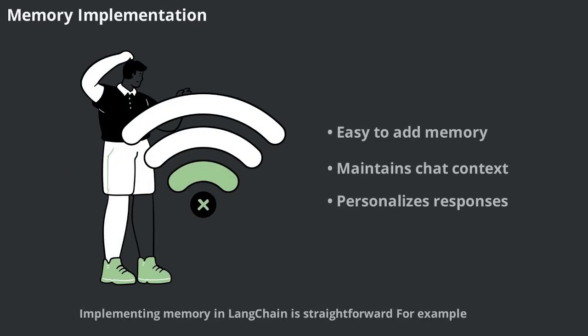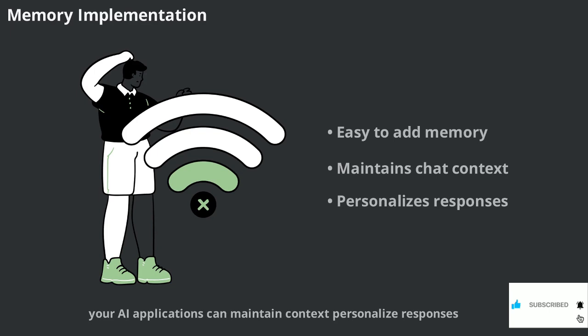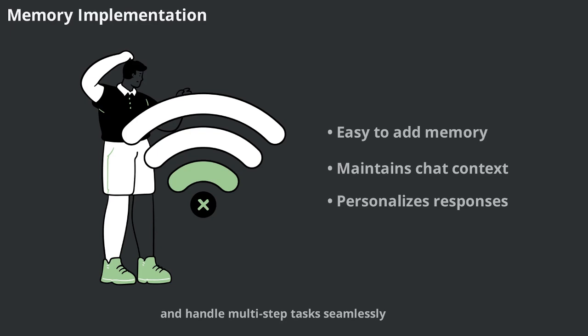Implementing memory in LangChain is straightforward. For example, you can use conversation buffer memory to keep track of the entire chat history. By integrating memory with your chains, your AI applications can maintain context, personalize responses, and handle multi-step tasks seamlessly. This makes your apps smarter and more user-friendly, with minimal extra code.